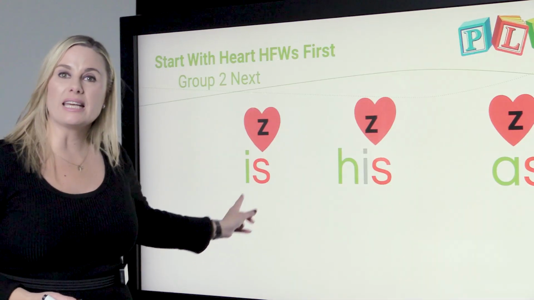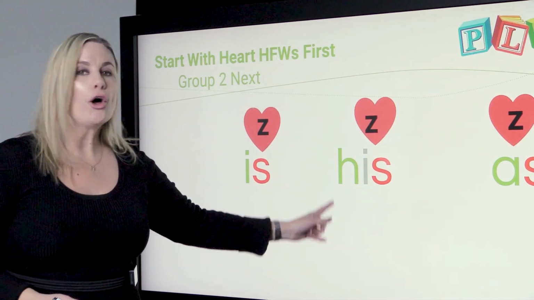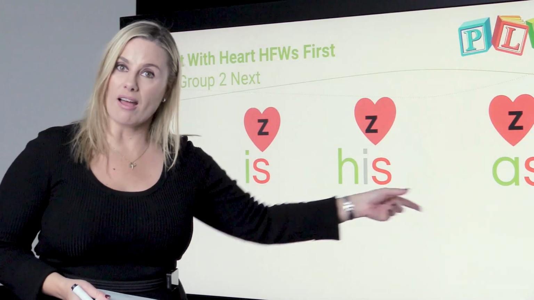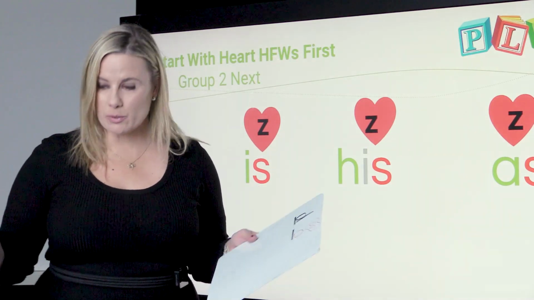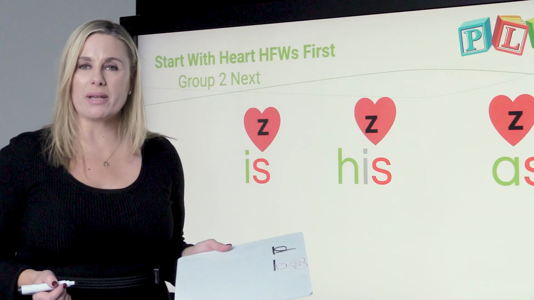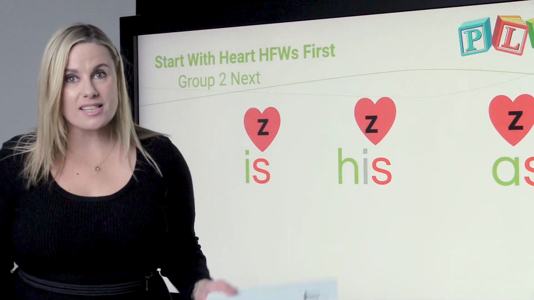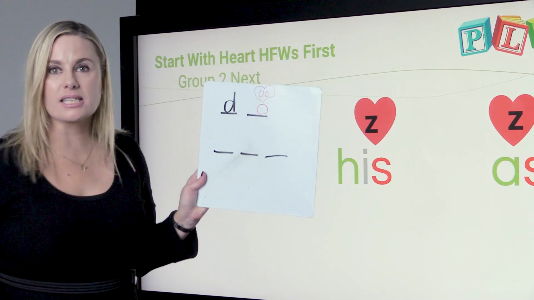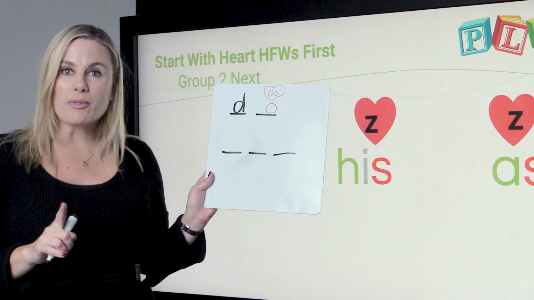Let's practice with our words from the last 3 weeks. We have is, his, as. But guess what? This week we're learning has. My friend has a puppy. What are my sounds in has? I have h, a, z, has. Let's map the regular parts first.